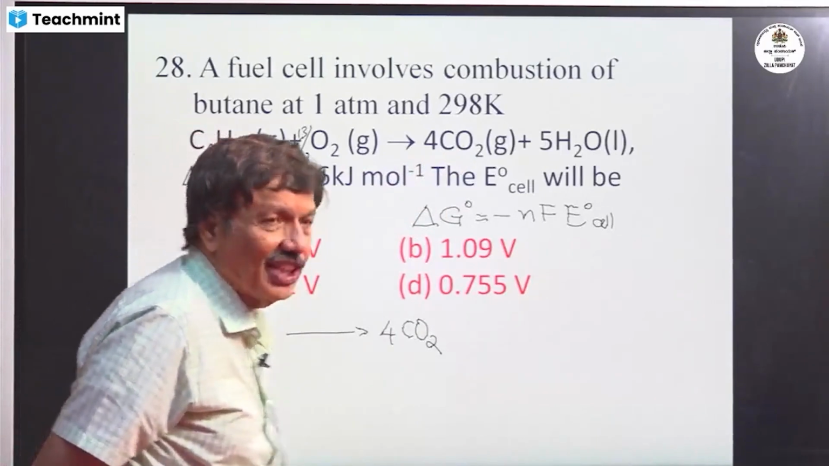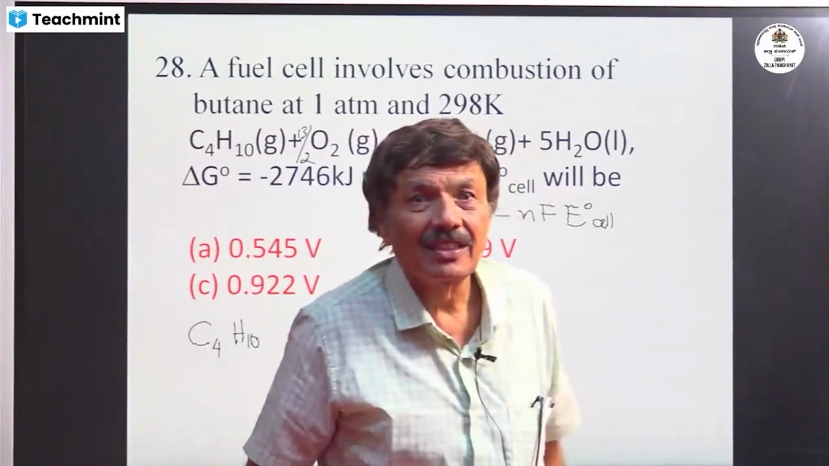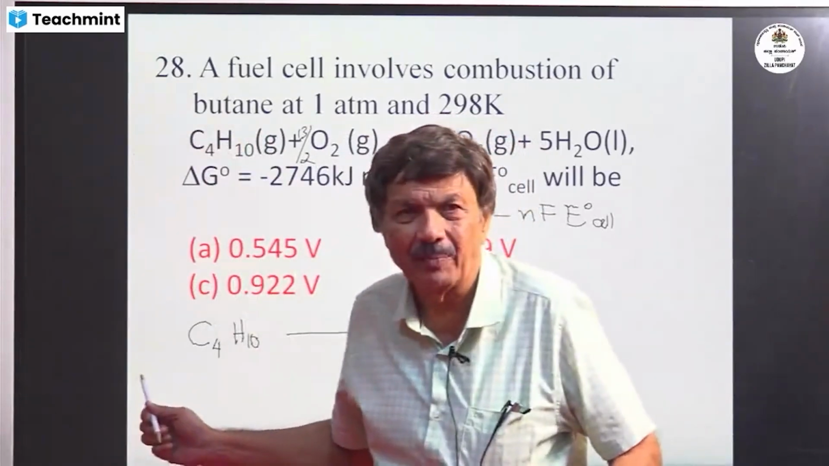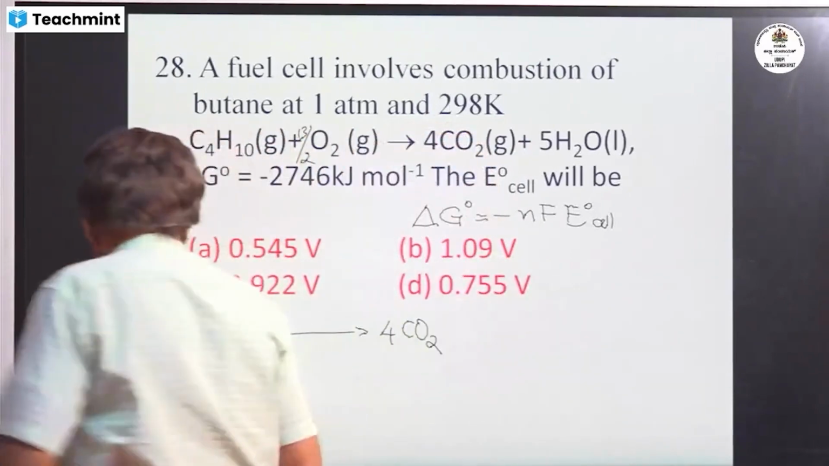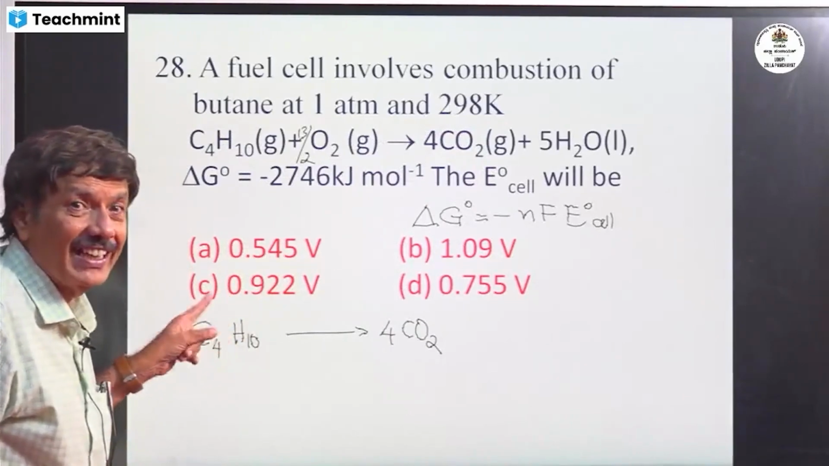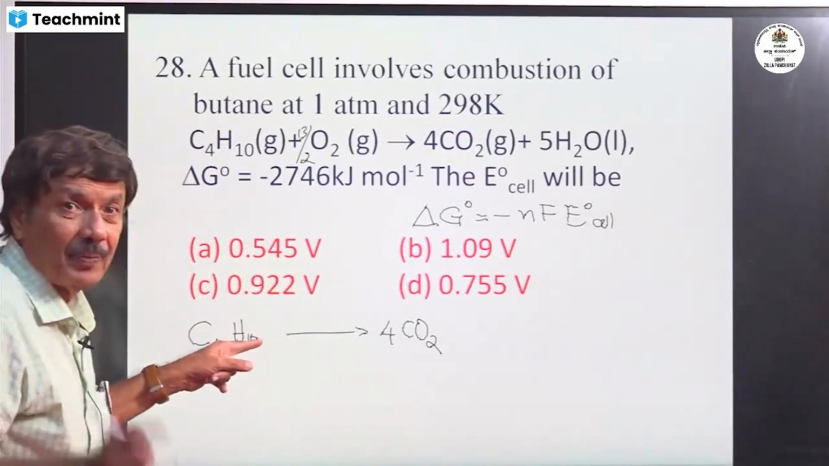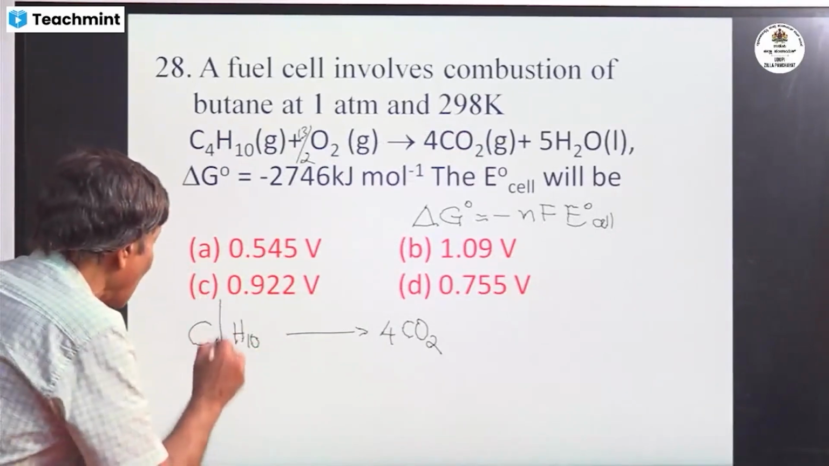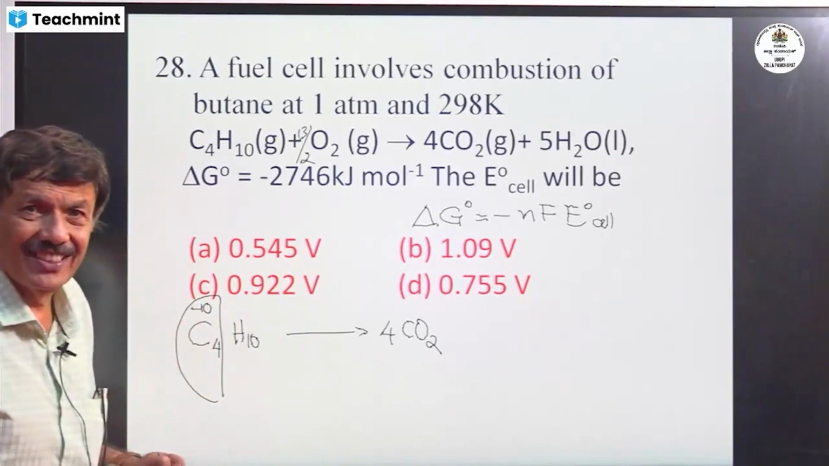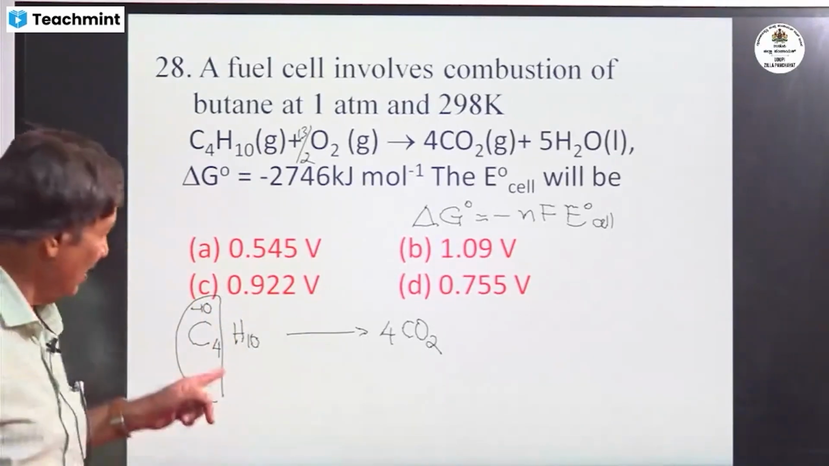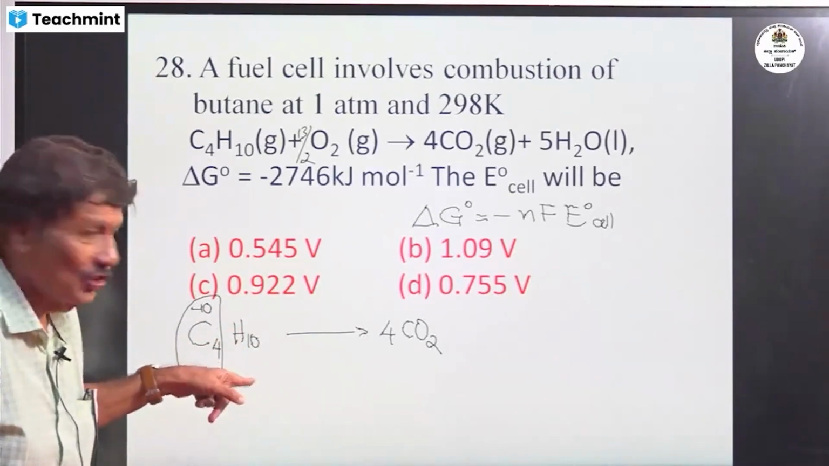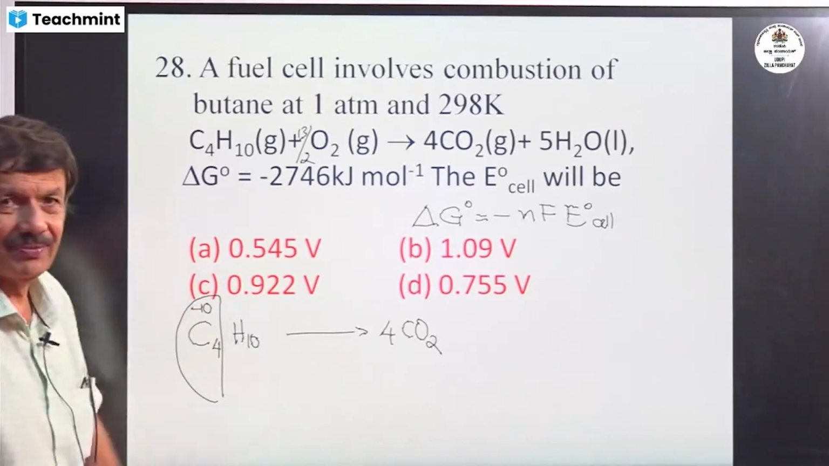What is the oxidation state of hydrogen? +1. Except in metallic hydride where it is -1, it is not a metallic hydride, so +1. The contribution from each hydrogen is +1. How many hydrogens are there? 10. So from 10 hydrogens, plus 10, so from 4 carbons, minus 10. You understood how it is? Each hydrogen is +1, 10 hydrogens are there, the contribution from hydrogen is plus 10, so from 4 carbons, minus 10.